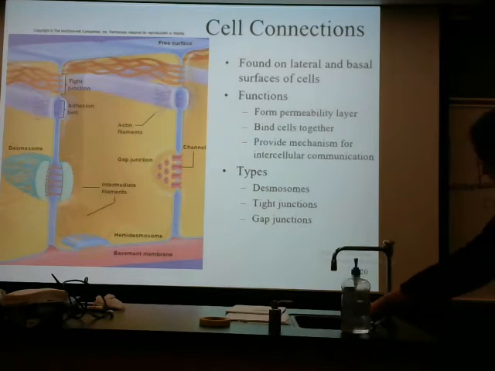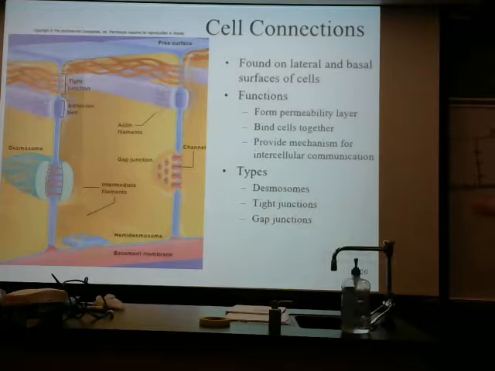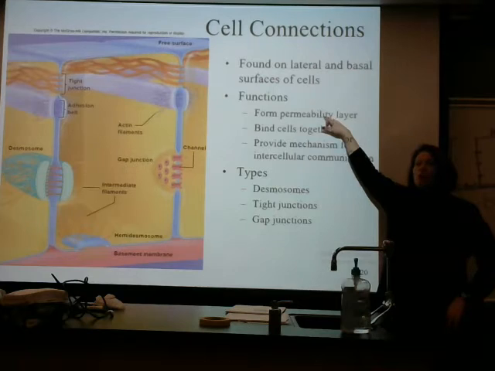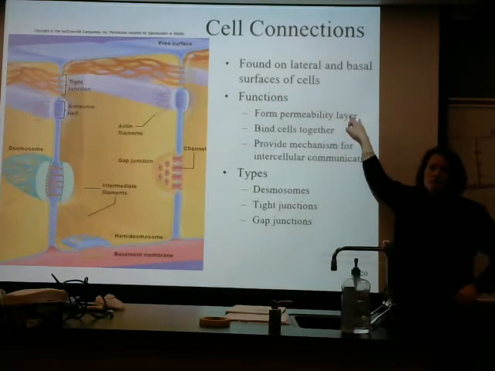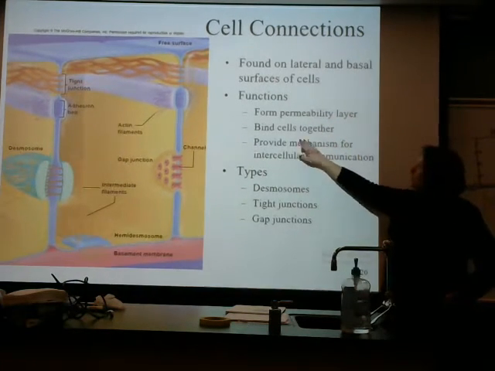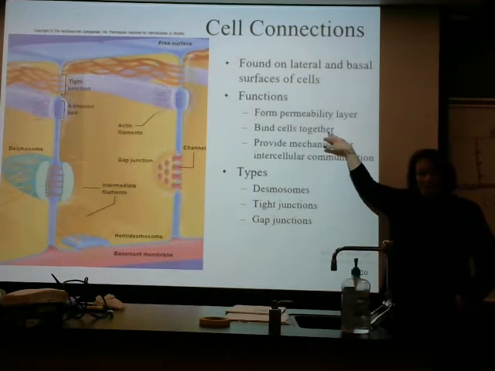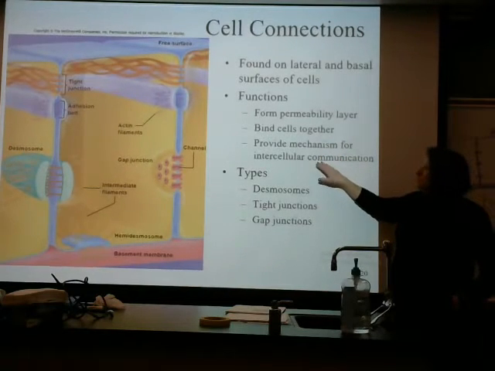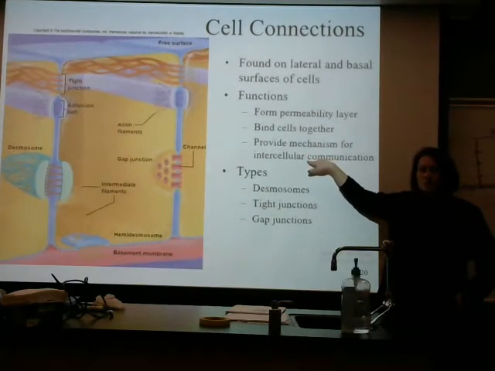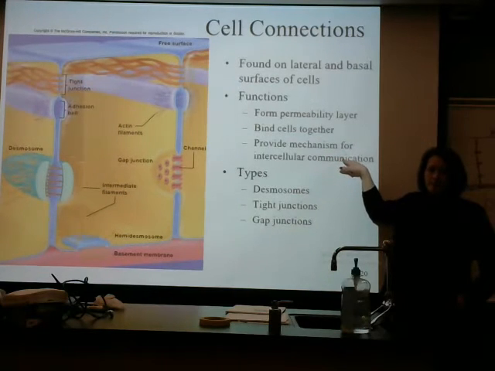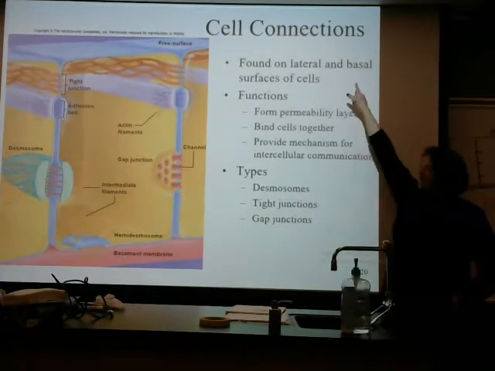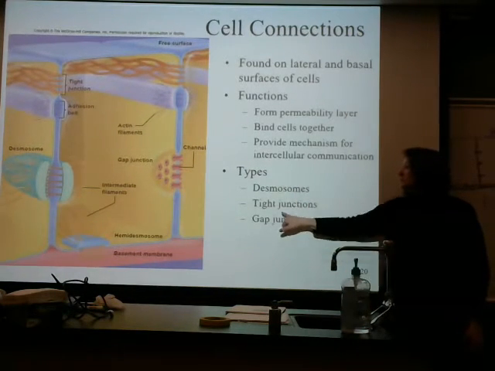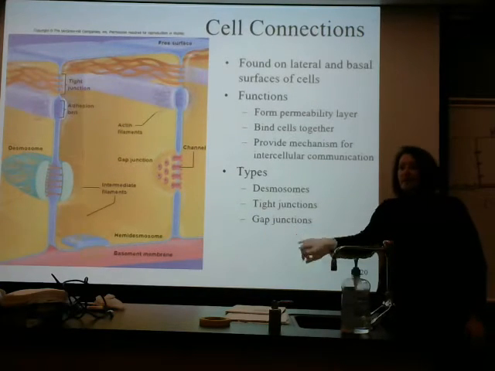Okay? So what we're going to find, when the connections are present, it can form a permeability layer. Think about your skin. They help to bind the cells together. It will give a mechanism for those cells to communicate with each other. The types of connections that we have: desmosomes, tight junctions, and gap junctions.